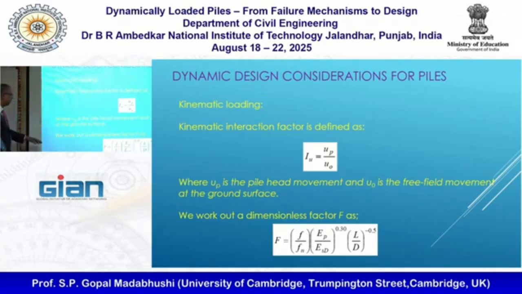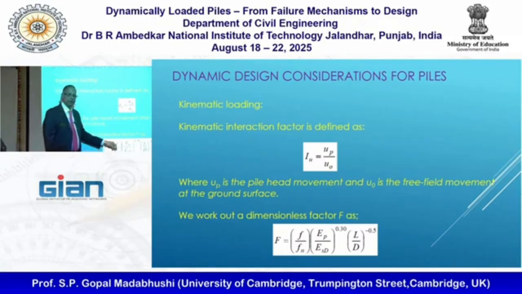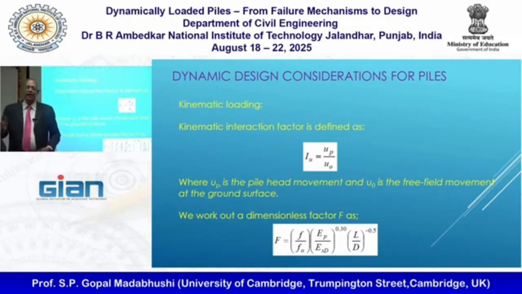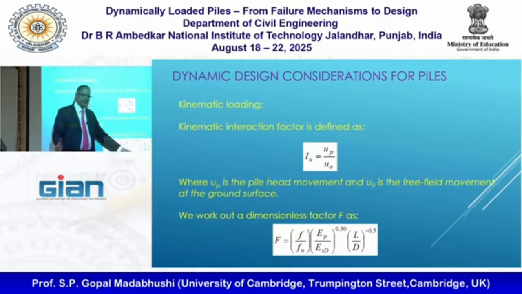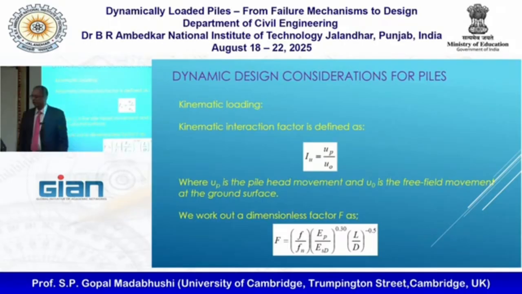And then we can also work out this dimensionless factor F, and here is the first bit of taste of dynamics coming in. F over Fn is the frequency ratio. F is the earthquake predominant frequency, Fn is the natural frequency of my pile-soil system. So that is the dynamic bit. This is the stiffness bit, EP over ES, pile Young's modulus over soil Young's modulus, to the power of 0.3, and L over D is just a geometric factor, length of the pile over diameter, to the power of minus 0.5.